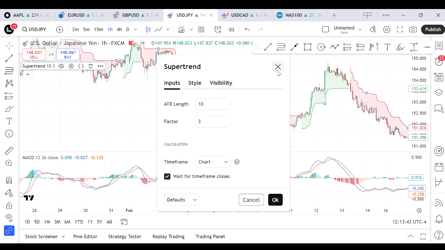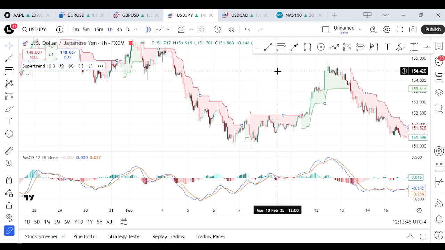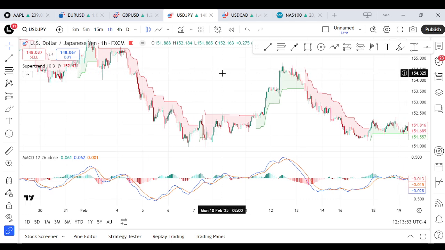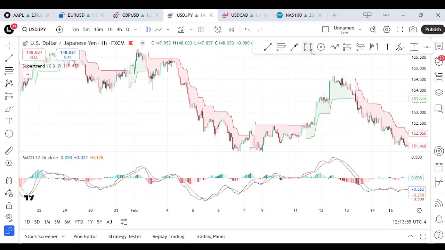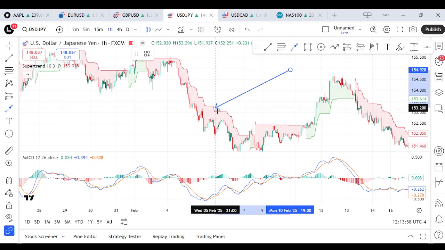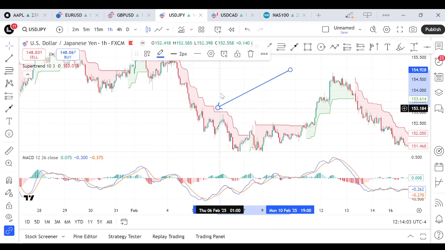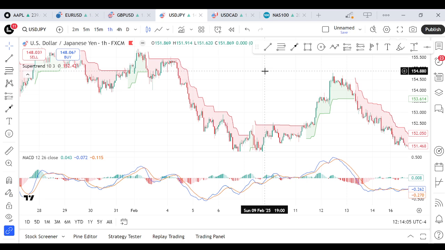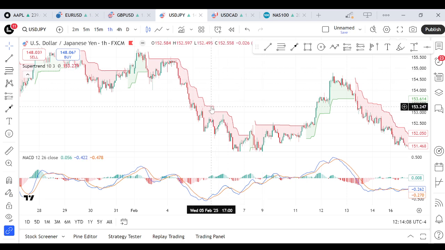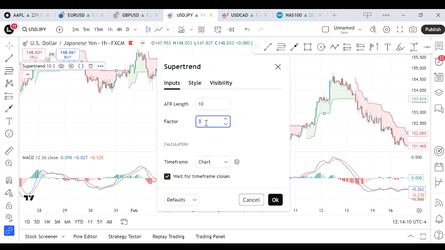It appears as a single line on your chart, changing color to indicate the current trend direction. When the line is green and below price, it signals an uptrend. Conversely, a red line above price, as you can see, signals a downtrend. The Supertrend calculations are based on average true range, which is the ATR, and a multiplier, and this is the multiplier 3, and this allows it to adapt to market volatility and provide dynamic support and resistance levels.